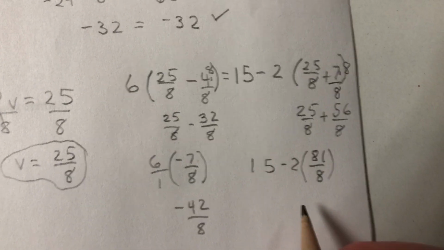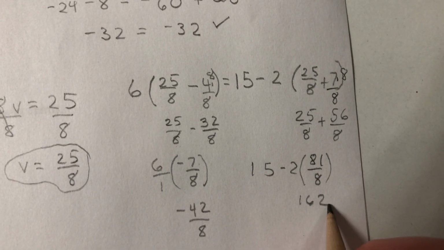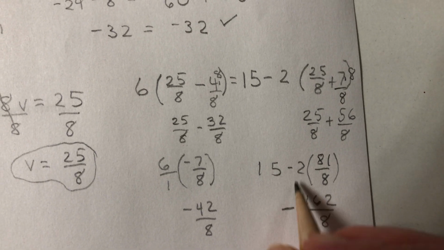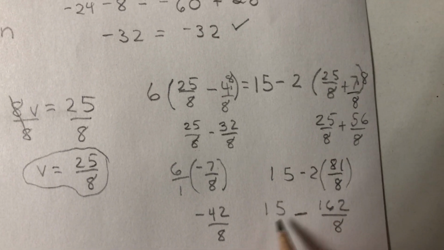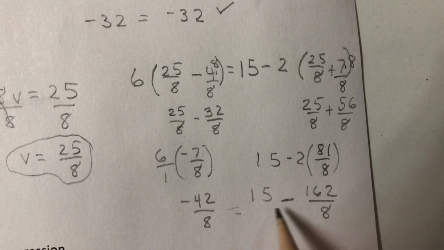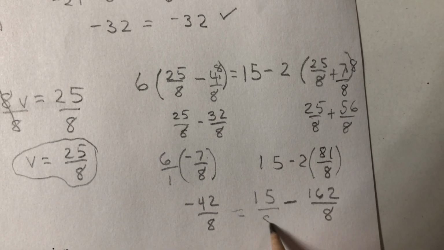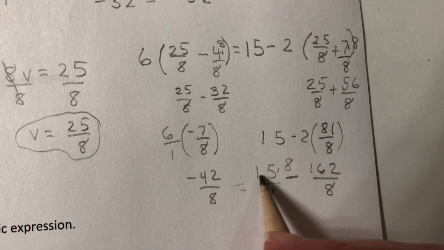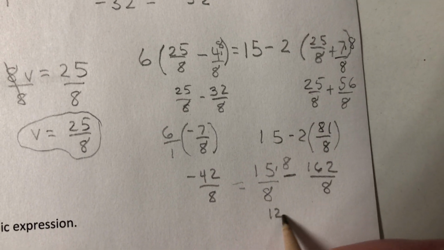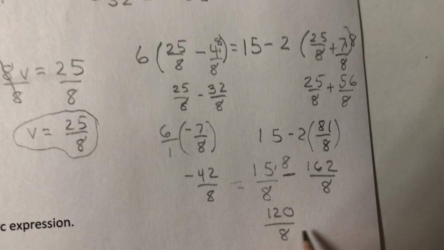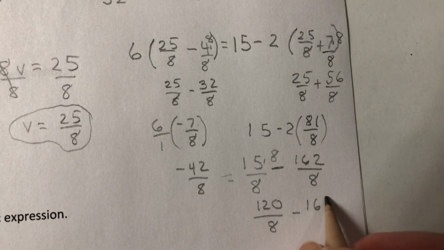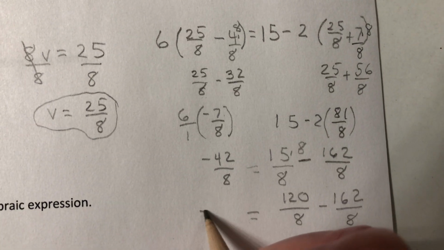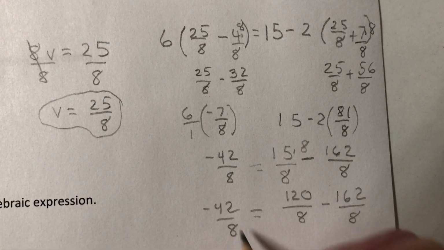So I have 15 minus 2 times 81/8. 2 times 81 is 162/8. Bring down the minus. All right, now I'll just get a common denominator over here, multiply by 8. This is going to be 120. 120/8 minus 162/8 is in fact negative 42/8, so it checks out.